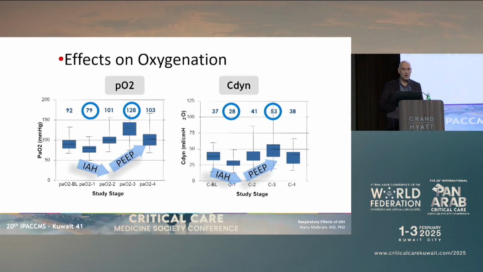So it's like a recruitment maneuver. Dynamic compliance also drops with abdominal hypertension.